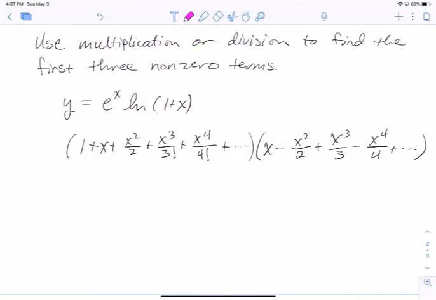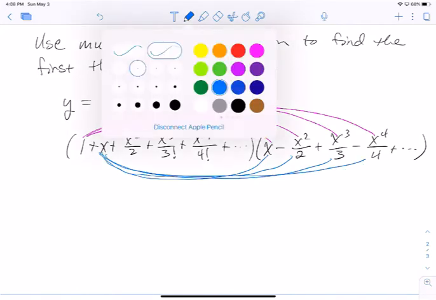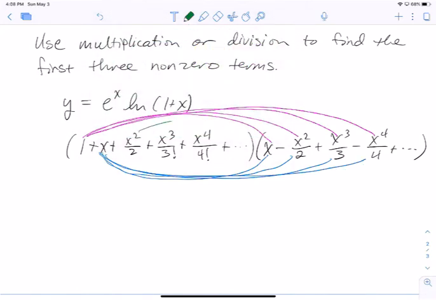What we're going to do is the world's worst FOIL problem. So I'm going to distribute the 1 to the terms that I can see inside of the parentheses on the right. And then we'll distribute x into the terms in the parentheses on the right. And just to continue on, next would be x squared over 2, distributing into the terms that we can see in the parentheses on the right. And we'll see how many terms we need as we go.